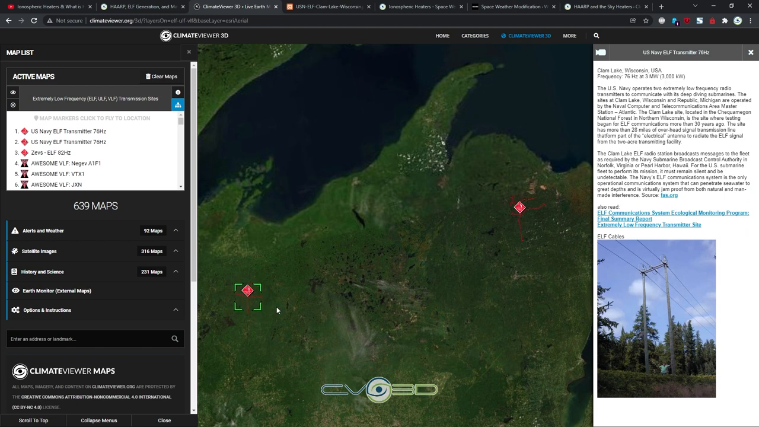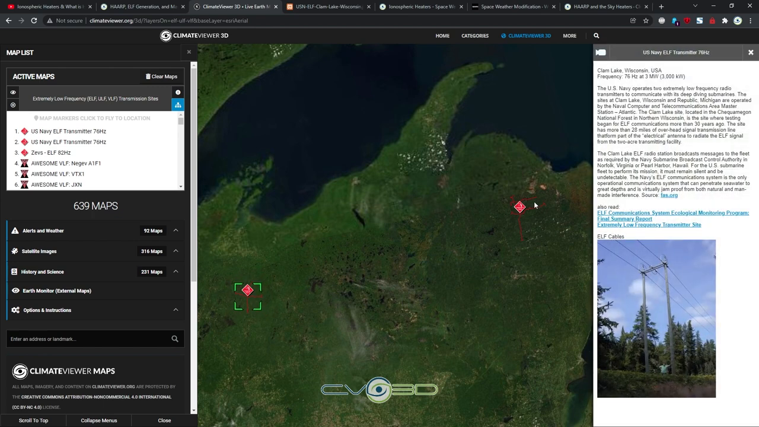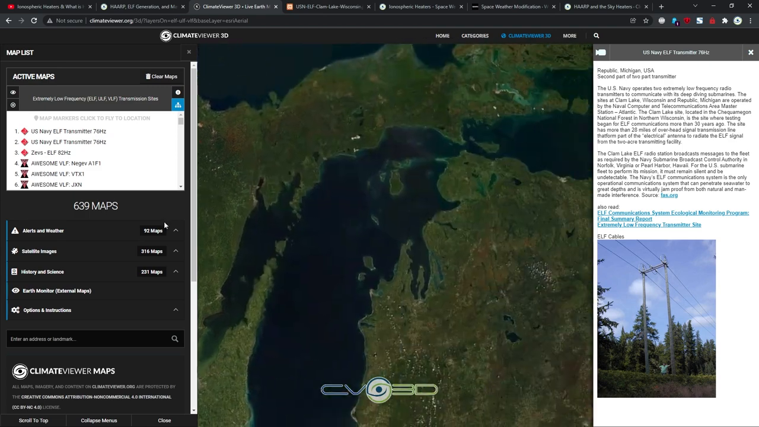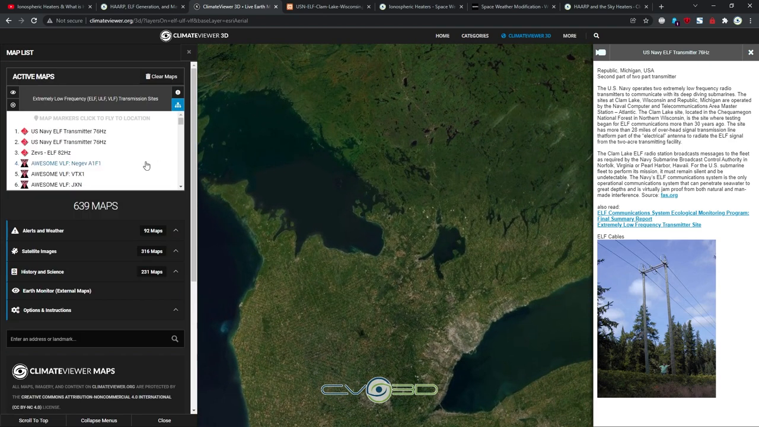Republic, Michigan and Clam Lake, Wisconsin. So this has been shut down. Project Sanguine, the 76 hertz transmitters, have been shut down as far as we know, and they've been replaced by these large arrays like the one at Cutler, Maine. And there's a bunch of other stuff in here too.